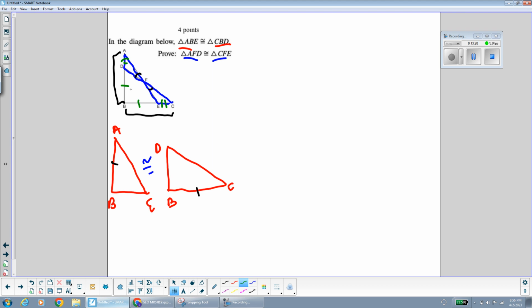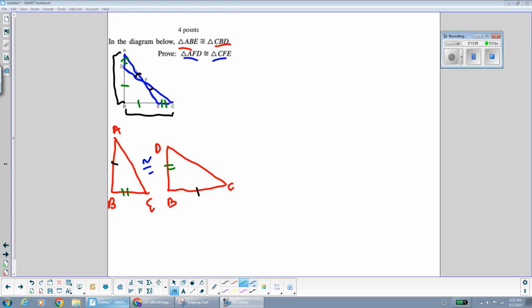Now, DB is a side of this red triangle, and BE is a side of this red triangle, which are congruent. So we know that BE and DB are congruent by CPCTC. So we can subtract here because we're starting with two long congruent segments, and we're subtracting off two segments that we also know are congruent. So we'll be left over with congruent segments AD and EC. So that will give us another side that we can use to prove the triangles congruent. So we just need one more thing. We either need another angle or another side.